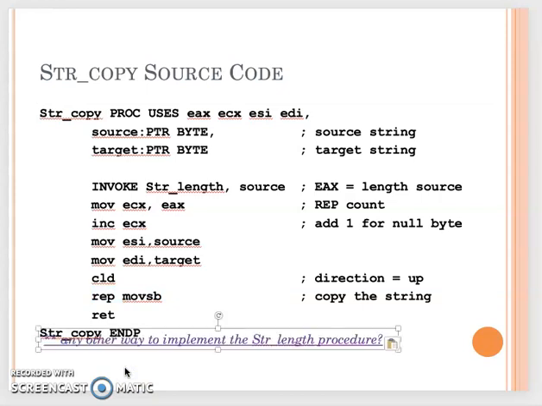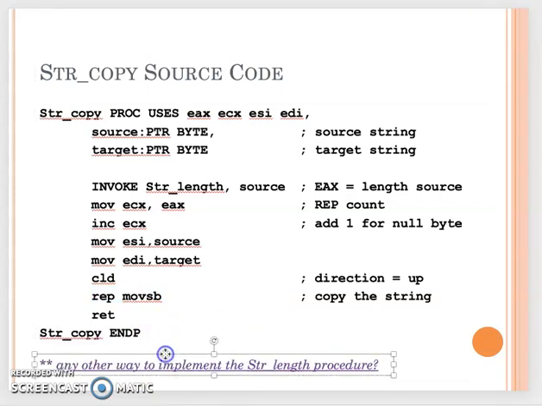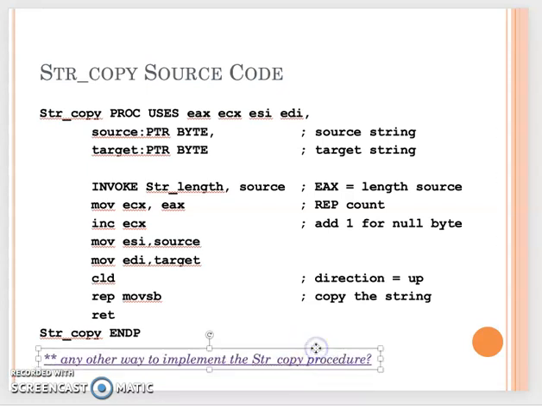Same thing: do you have any other way to implement the string copy procedure? Remember, it's not the only way. We just show you one possible solution from Irvine32. If you have any other solution, you need to see if that works as well. But make sure we have our prototype and use all the parameters we pass in. Okay, so that's our string copy procedure.